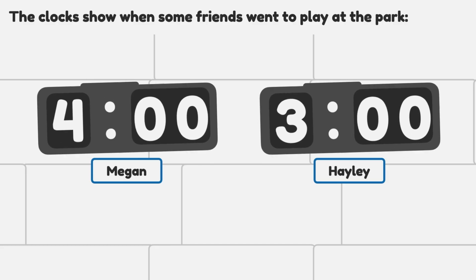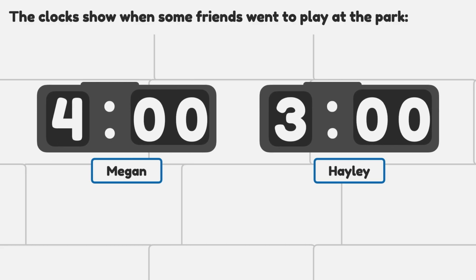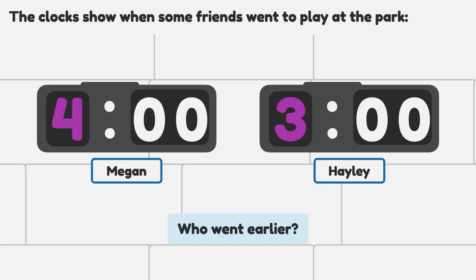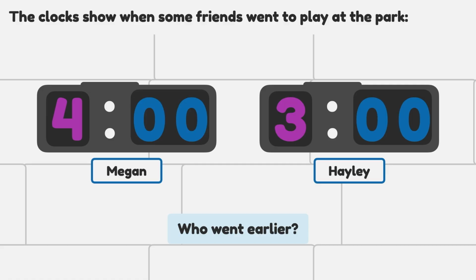Here we have two digital clocks. The clocks show when some friends went to play at the park. Who went earlier? First, we need to look at the hours. Megan's time shows 4 hours, and Haley's time shows 3 hours. Looking at the minutes, both clocks show 0 minutes. That means Megan went to the park at 4 o'clock, and Haley went at 3 o'clock.